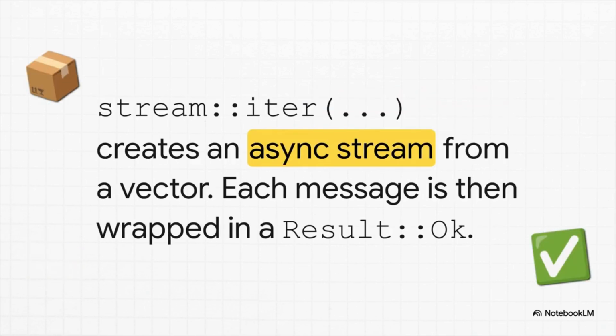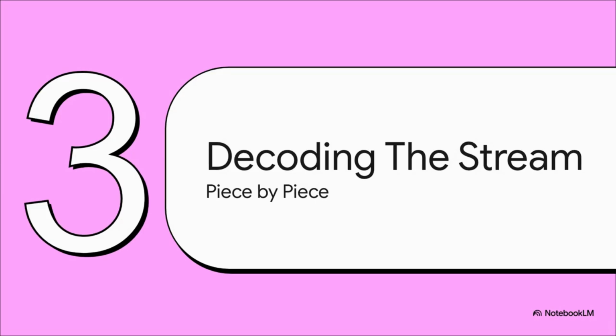So in our sample code, we're just faking a stream, right? We're taking a simple vector of messages and we're turning it into an async stream with stream::iter. But here's the crucial part. Notice how each message gets wrapped in a Result::Ok. Why do we do that? Well, because in a real gRPC stream, any single item coming down the pipe could be your data, or it could be an error. So using Result is the perfect way to model that. All right, the moment of truth.